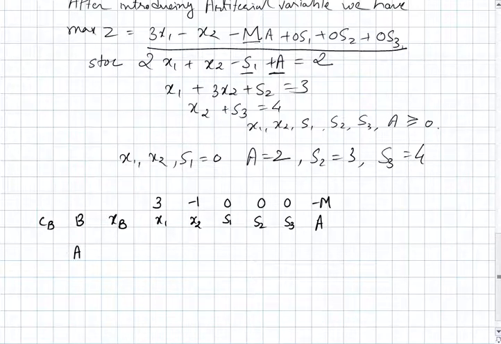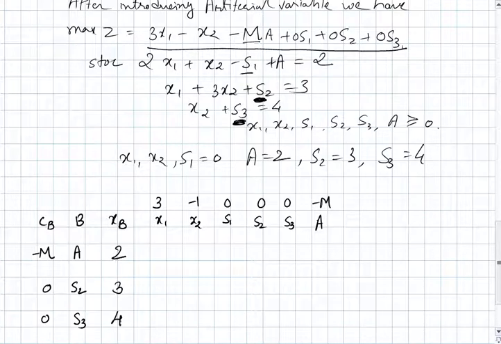Okay, now in a basis we are having at the first stage the artificial variable from the first constraint, this one. Then from the second constraint we are having s2, and from the third constraint we are having s3. Again their coefficients are here minus M, 0 and 0. Value of a is initially 2, value of s2 is initially 3, value of s3 is initially 4.